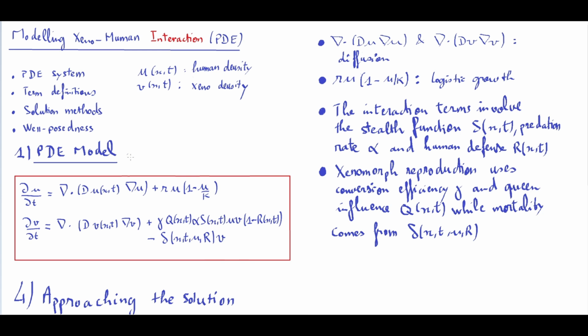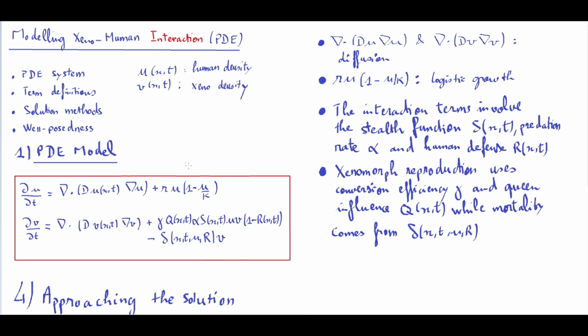We will also ultimately discuss what it means for a PDE problem to be well posed. So, here u(x,t), as we said, is the local human density, and v(x,t) is the xenomorph activity density. The first terms, D_u gradient of u and D_v gradient of v, model spatial spread, or diffusion, in our dynamic system.